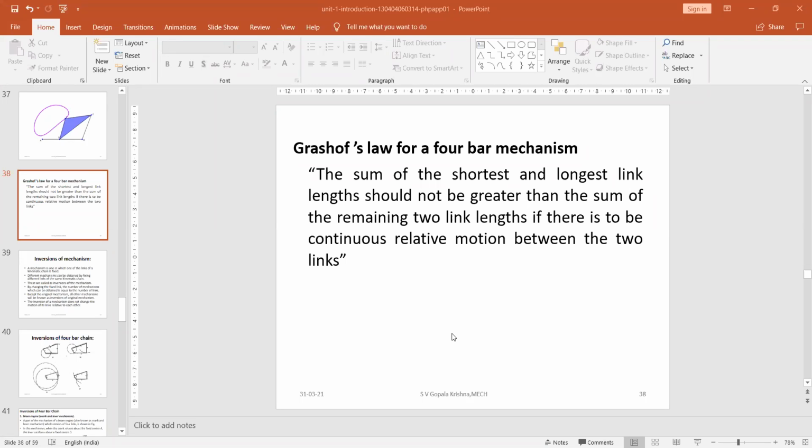So when we have to make the particular condition, that is the sum of the shortest and longest link lengths being less than the sum of the other two link lengths, that is known as Grashof's law.